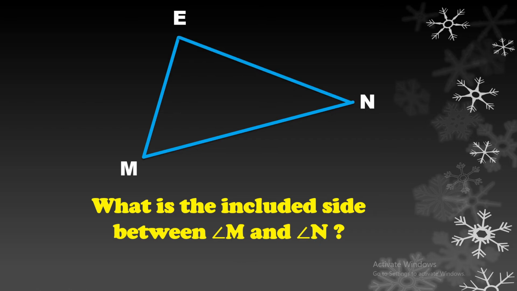Now, how about this last example? What is the included side between angle M and angle N? Correct. That's segment MN. Because angle M is here and angle N is here. So the included side is between them. That's side MN. Now, don't forget this included side and included angle because you will be using them in the different triangle congruence postulates and theorem.